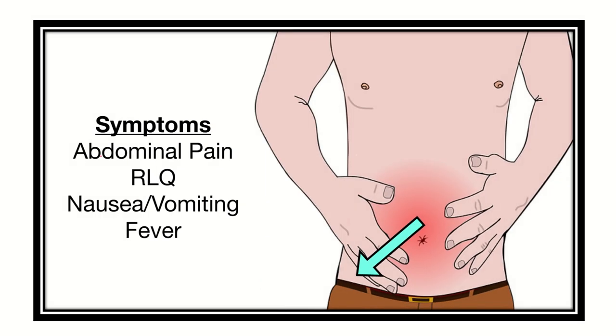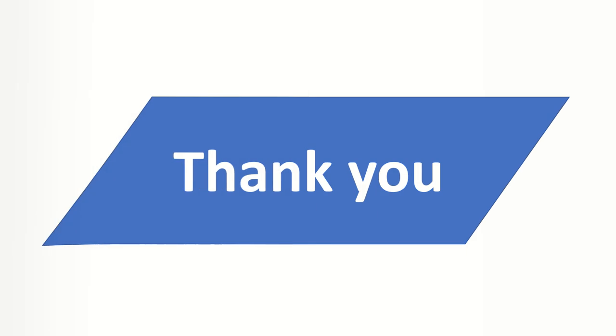Here we can see the symptoms: abdominal pain in the right lower quadrant, nausea and vomiting, and fever, and the pain is usually first felt around the umbilicus, then finally settles into the right iliac region. So this is all about the appendix. Thank you all.